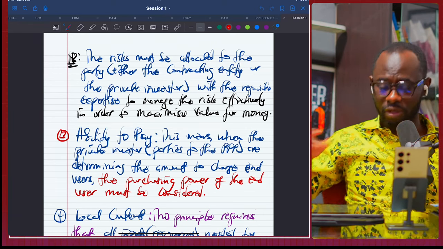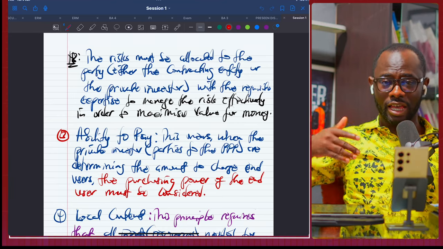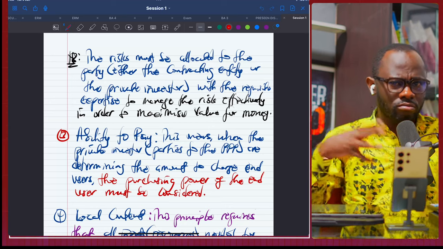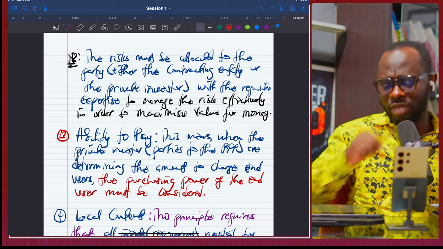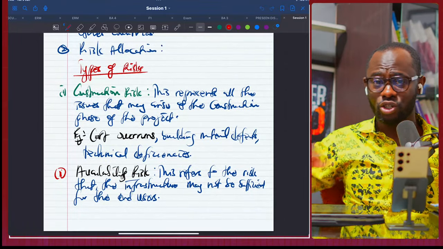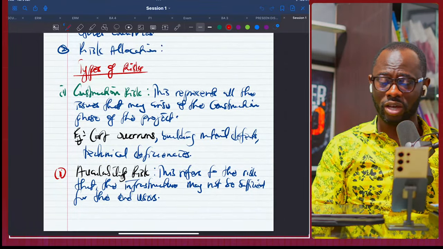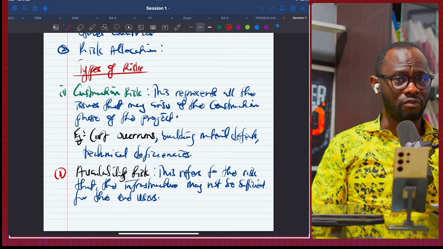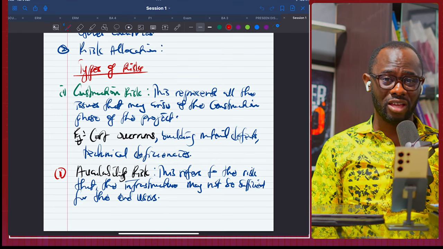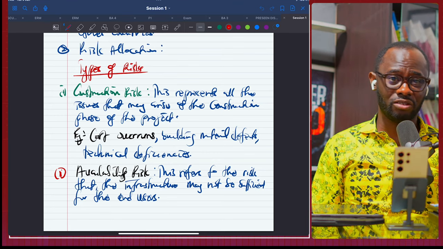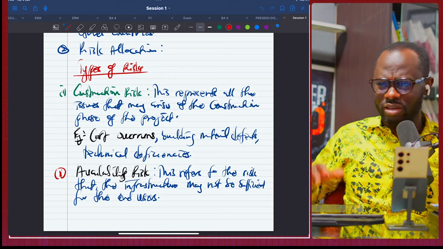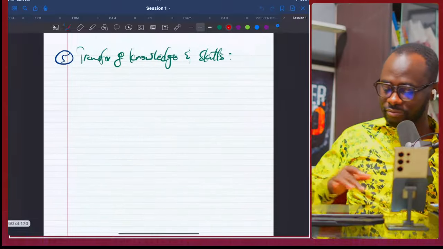Then when it comes to PPP, ability to pay will be added, local content will be added, risk allocation will be added. So that's the trick there. But remember, under the risk allocation, the types of risk, the examiner can throw you tomorrow as you go there for 5 marks to explain the types of risks that PPP projects are exposed to. He can ask you that for 5 marks, and you should be able to write these things. We've spoken about them, so you should be able to do that.